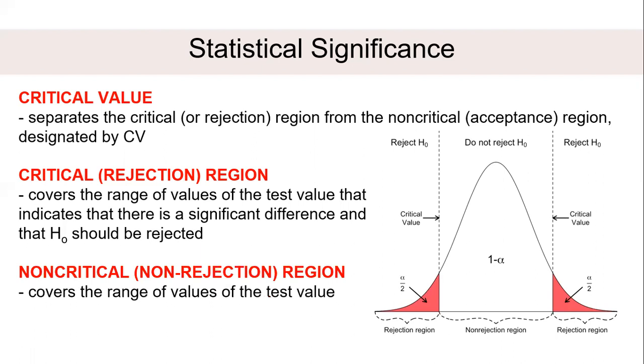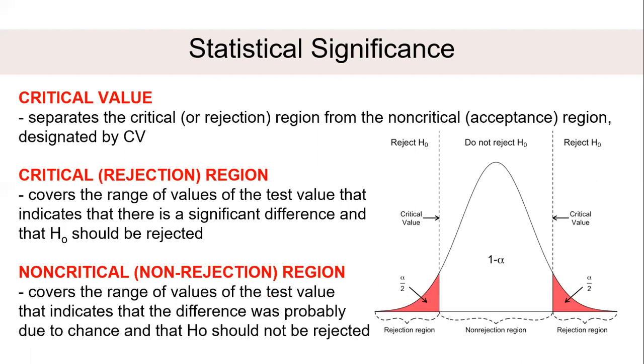The non-critical or non-rejection region covers the range of values of the test value that indicates the difference was probably due to chance and that the null hypothesis should not be rejected. So once it falls here, do not reject H0.